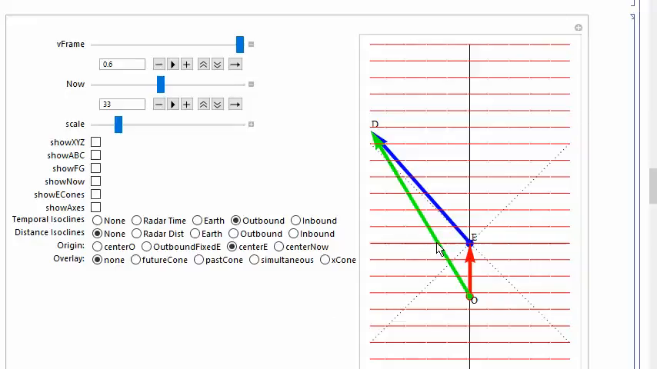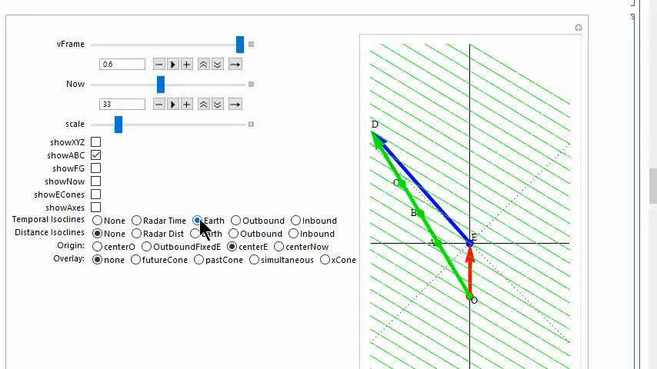It's over here. And let's show events A, B, and C. You can see that this event A is simultaneous with E. Now we can show the Earth isoclines and Earth time isoclines and see how much time has passed between point O and A. We see it is about 2.5 years. Only 2.5 years have passed between O and A for the stay-at-home twin.